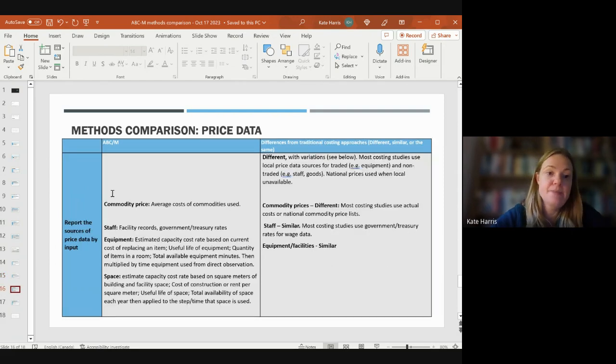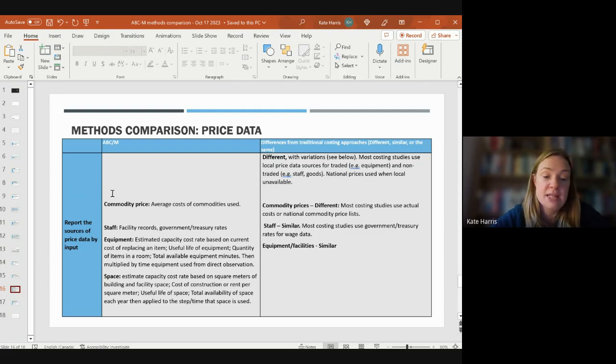On price data, there are also some differences here. First, in activity-based costing, I'm talking about how we price the commodity. We assume that the patients are receiving their correct commodities in terms of quantity and type, but how do we get the prices? Prices here are the average costs of the commodity used that is observed. This can be different in other studies, so something to ask about. Maybe they're from national commodity price lists or other price lists instead of observed costs, and that can have some fluctuation. So it's something to ask about given the significance of this cost category.